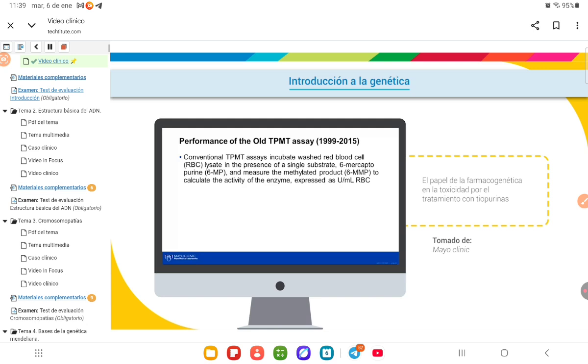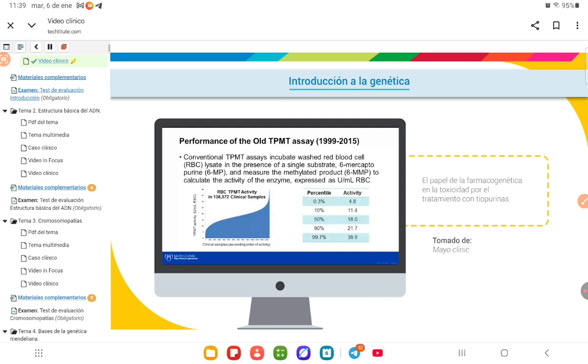This plot shows a representation in ascending order of the more than 136,000 patient samples tested over the following 16 years using the assay until the assay was discontinued. This table shows the values corresponding to the 0.3 percentile, the 10th percentile, the median, and at the opposite end, a high peripheral percentile. It can be assumed from this pattern of distribution that a value greater than 40 should be considered abnormally elevated.